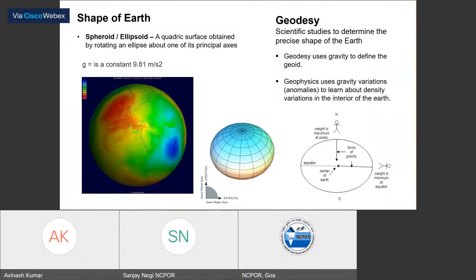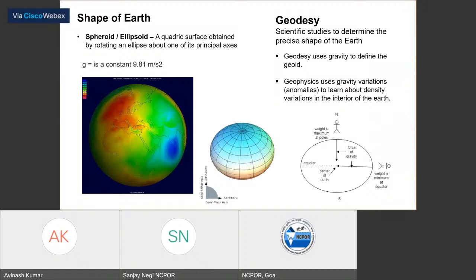So what exactly is the shape of the Earth? By these studies, we were able to determine that Earth appears to be a spheroid or ellipsoid, which is the quadratic surface obtained by rotating an ellipse about one of its principal axes. There are two axes, the semi-major axis and the semi-minor axis, and they define the shape of the Earth. And geodesy is the scientific study to determine the precise shape of the Earth.